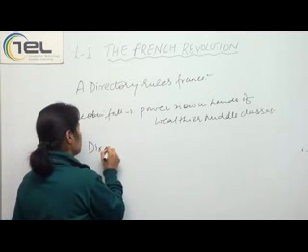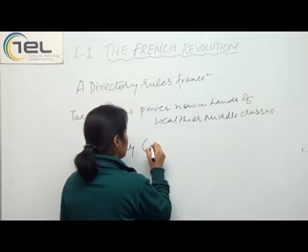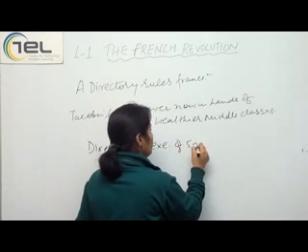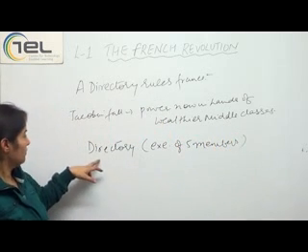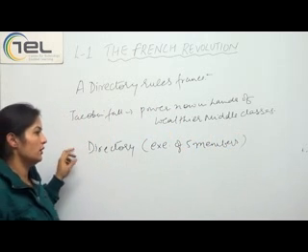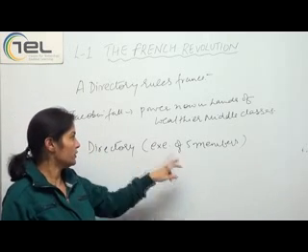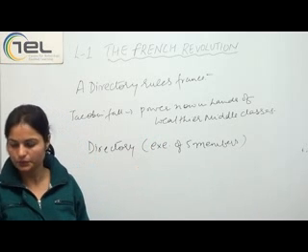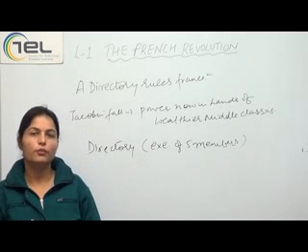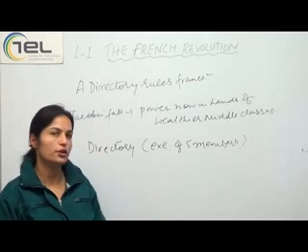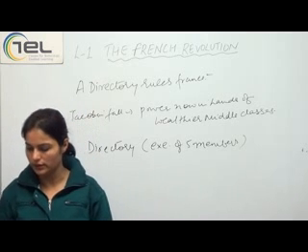The directory was an executive of five members. The constitution elected two legislative councils who appointed a directory. The five executives were known as directors. They were often in clashes with the legislative councils.